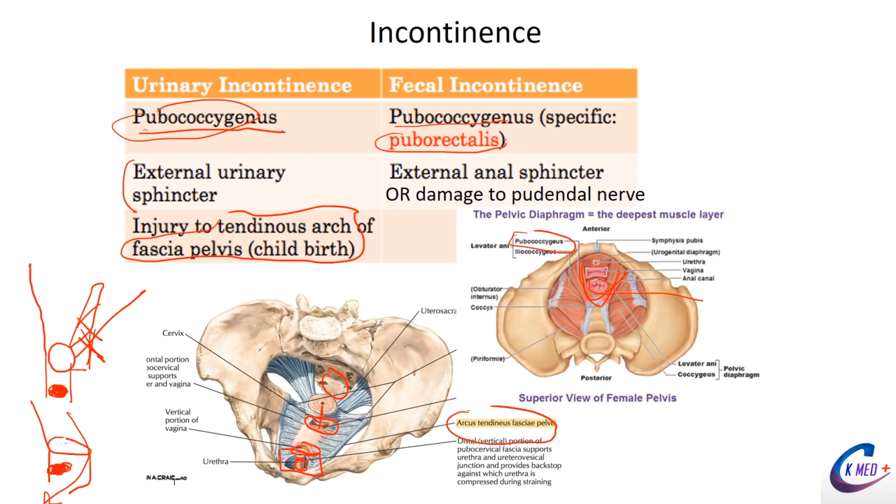And this is our pubococcygeus, and specifically the puborectalis is the most important one, and again, same concept. We want to keep it tight and stabilized, but if we have it loosey-goosey on some side, we're going to have loosey-goosey fecal matter. And so your puborectalis is going to be causing it to loosen up, and that's going to be causing fecal incontinence. Other things are obviously the same as over here: external urethral sphincter, we also have the external anal sphincter, or damage to the pudendal nerve. For either of these, it can cause that incontinence as well.